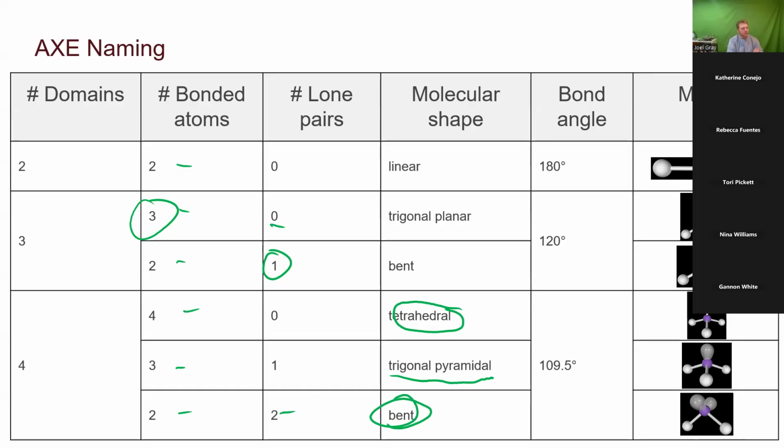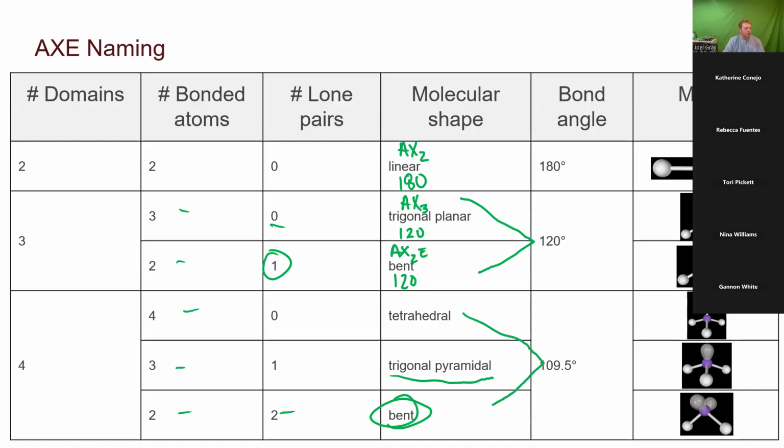Like linear, for instance. AX2. What I would do is I would just write this down as, let me erase that, AX2, linear, 180. AX3, trigonal planar, 120. AX2E is bent, 120. You could treat it almost as, well, how many domains does it have? If it has 3 domains, it's 120 degrees as our bond angle. If it has four domains, our bond angle is 109.5.